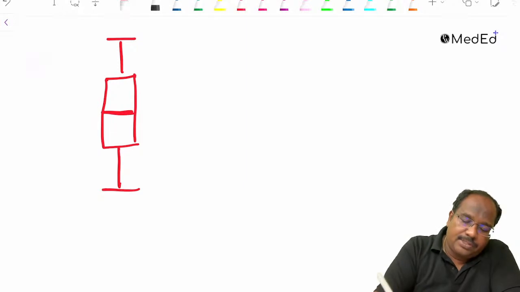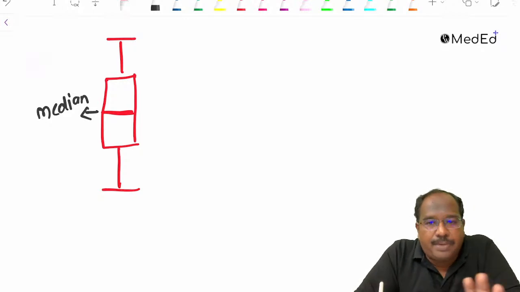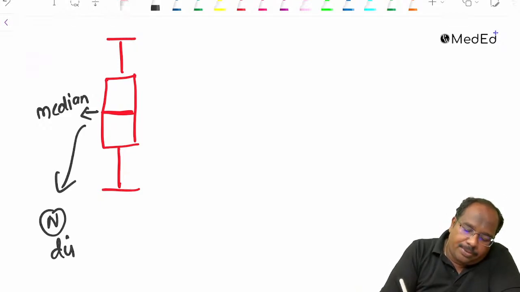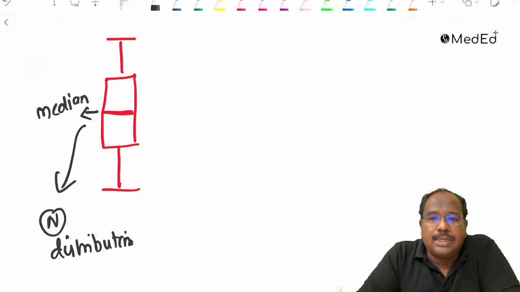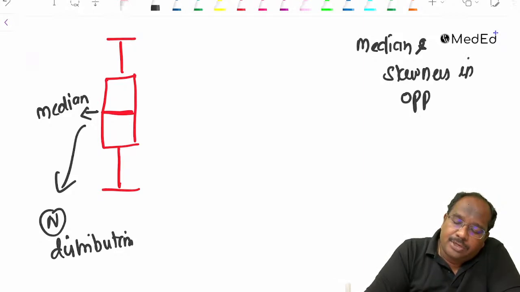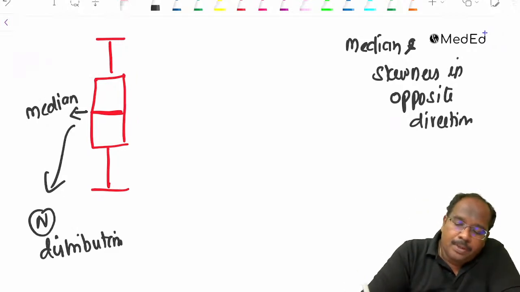The central value is the median. This is what we call the median, guys. Now, the median is in the middle. If it is in the middle, this is normally distributed. Normal distribution. As a dictum I said, median and skewness are in the opposite direction. You can remember it like this. Median and skewness will be in the opposite direction. Now look here.